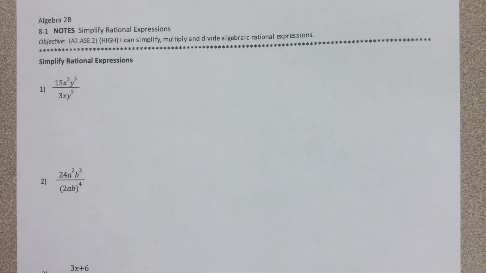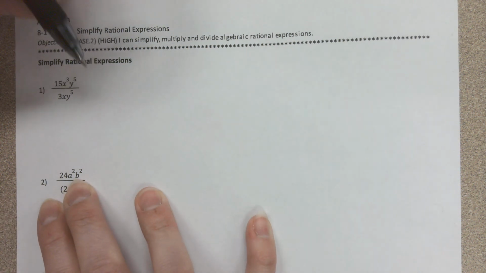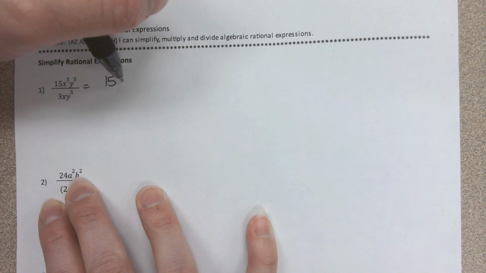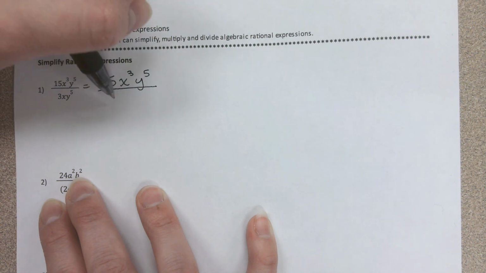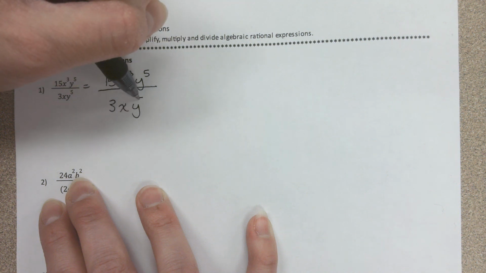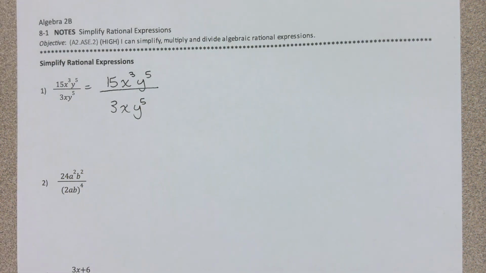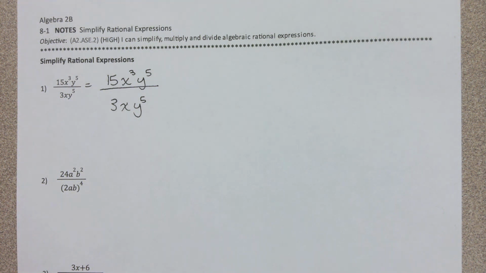And before I cancel, I'm going to do this throughout the whole notes, and it might get a bit annoying. I apologize. But just to keep my notes looking nice, I'm going to rewrite it before I start canceling things out because it's going to look not so nice. So let's rewrite the problem first. 15x cubed, y to the 5th, over 3xy to the 5th. Now I'm going to simplify.